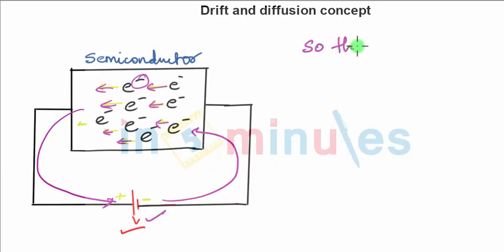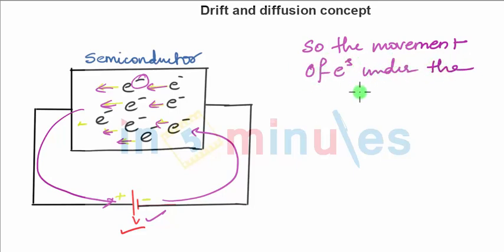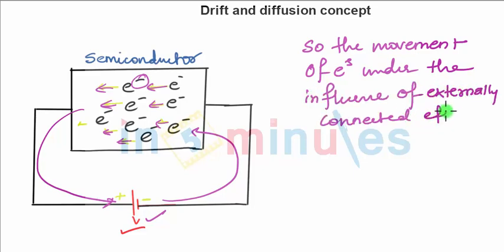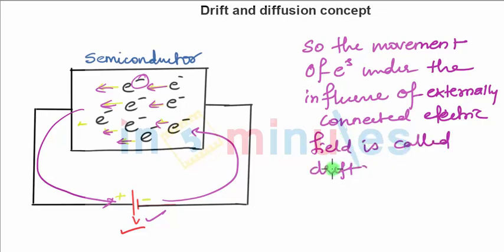So the definition of drift is the movement of electrons under the influence of an externally connected electric field. And drift current is the current generated from the drift, that is, the movement of electrons under the influence of an electric field is called drift current.